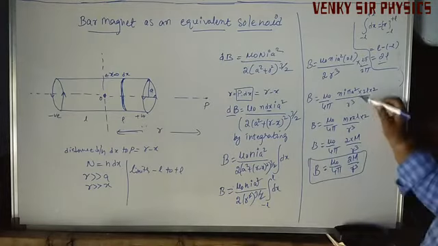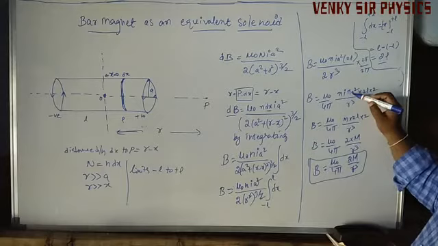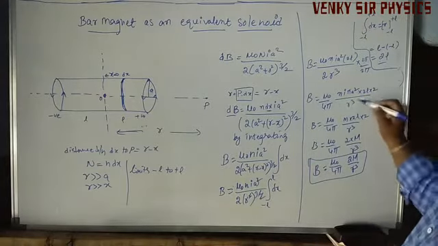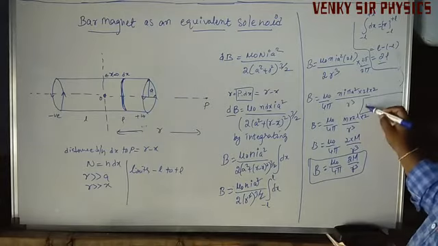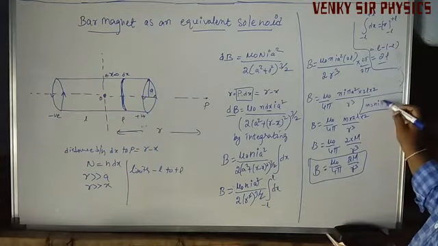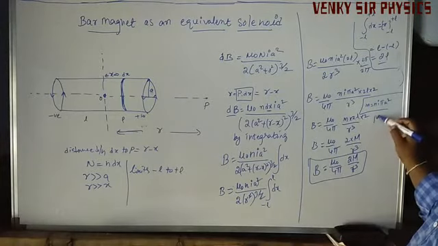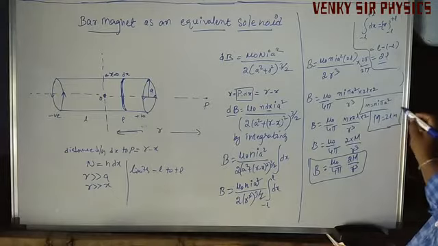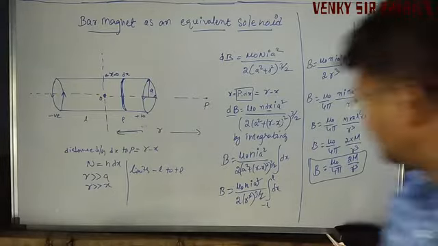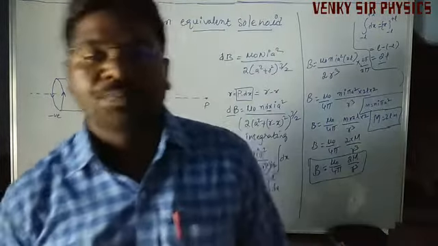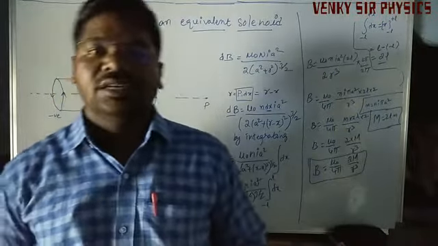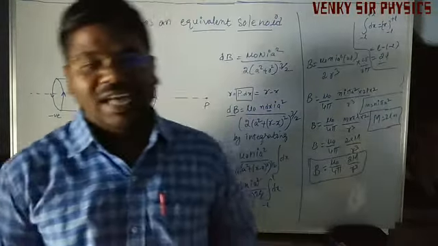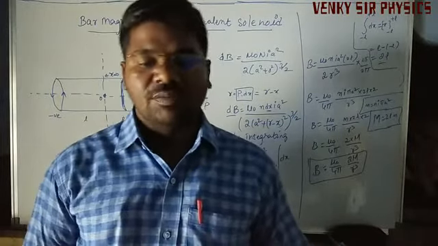Here n into I into pi a square gives the pole strength, denoted small m. Small m is equal to n into I into pi a square. Capital M is equal to 2 into L into m. Finally we get B is equal to mu naught by 4 pi into 2M by r cubed. So this resembles the magnetic field on the axial line of a short bar magnet.